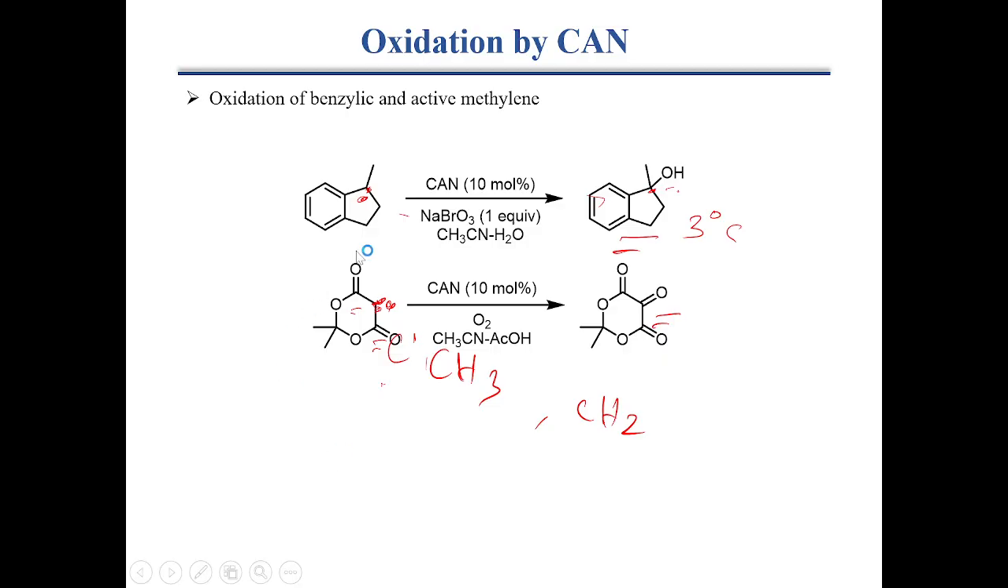We also discussed that the active allylic or benzylic position is also oxidized by CAN. This is the benzylic position, so it is oxidized to alcohol and from alcohol further. This is the active methylene group, and the active methylene group is also oxidized to ketone in the presence of CAN.